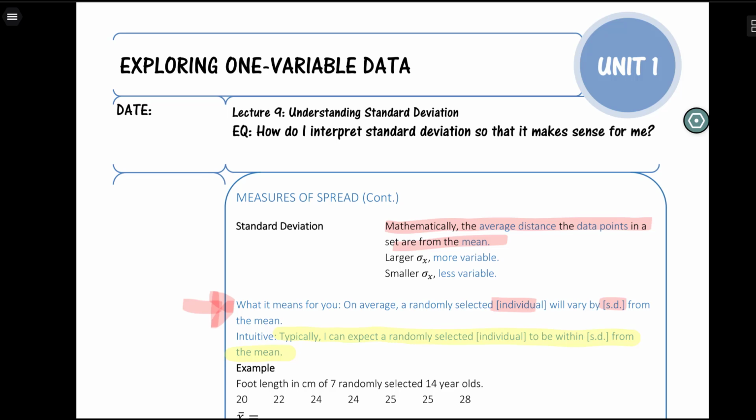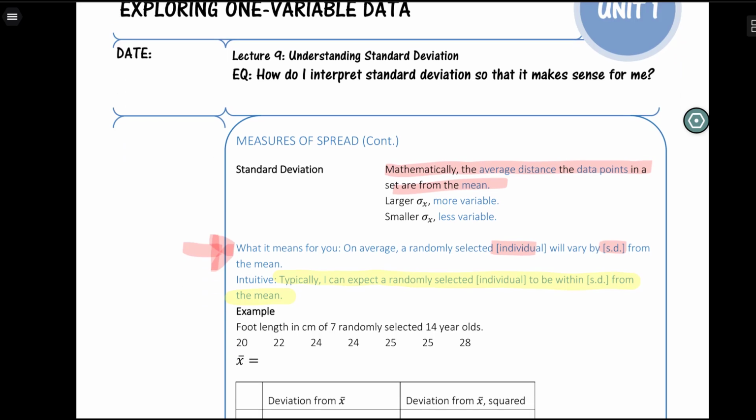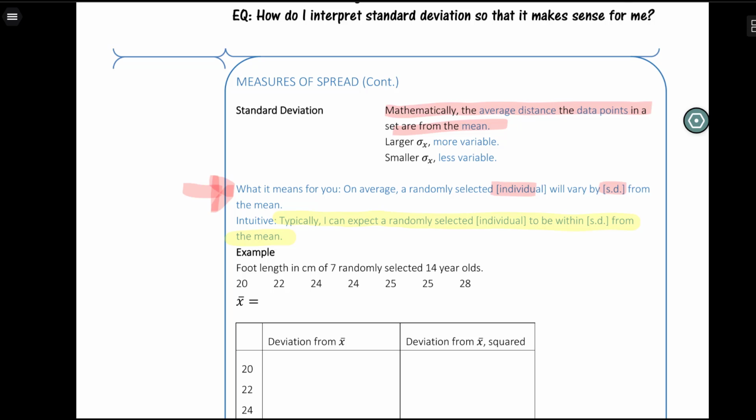So let's try and identify what it is we're actually going for here. I have here a collection of 14-year-olds and their foot lengths, of 7 randomly selected 14-year-olds.